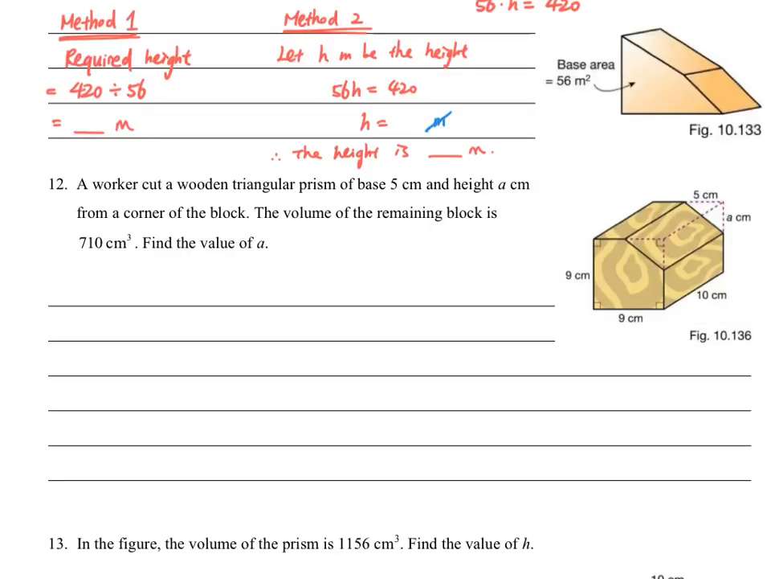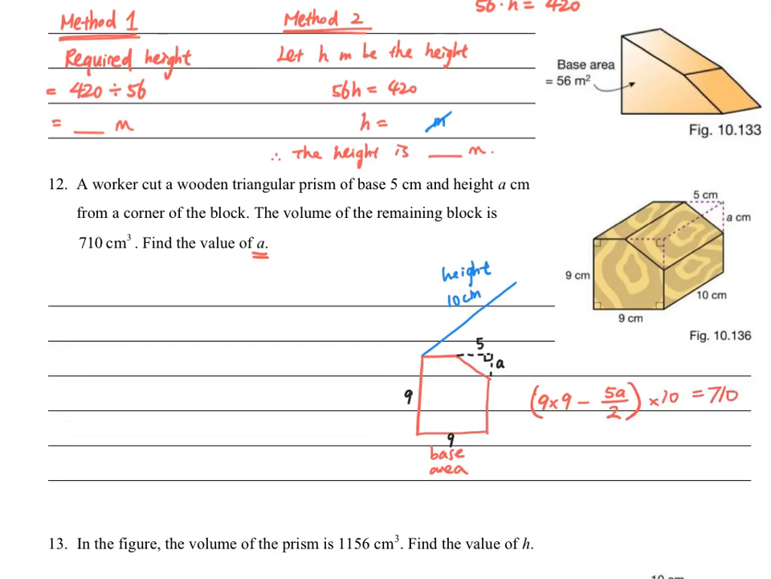For number 12, because a is already here, you do not need to let a be anymore because it's given for you. So how do you make an equation to solve for a? You are going to find the base area in terms of a and then multiply by 10 to get 710 cm cube. So you have 9 times 9 minus 5a over 2 to be the base area, and then the whole thing multiplied by 10 would become 710. So you try to solve for a, and that is the answer.